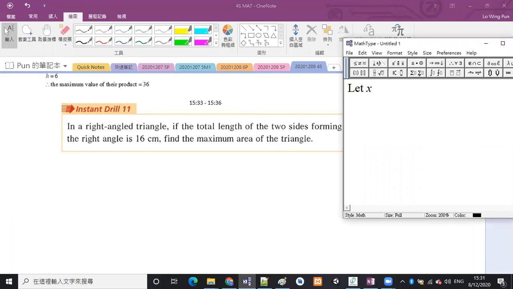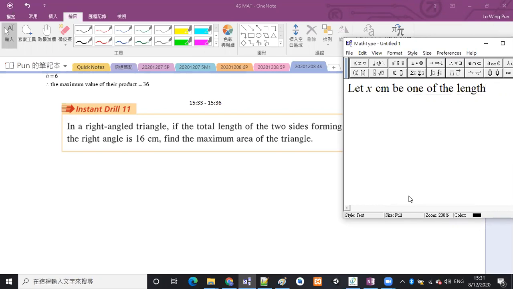So we will let x cm be one of the lengths. So now we have a right angle triangle. The total length of the two sides forming the right angle is 16 cm.